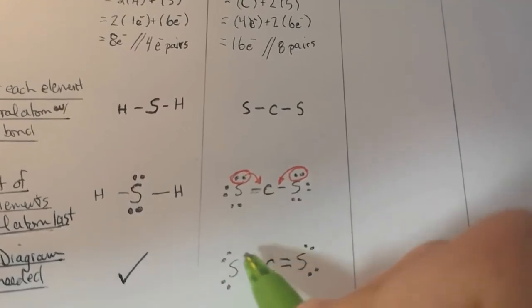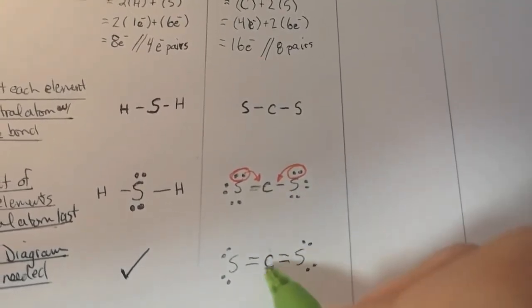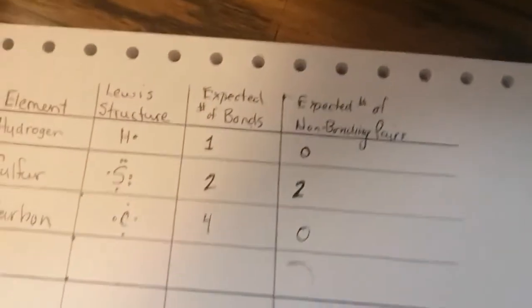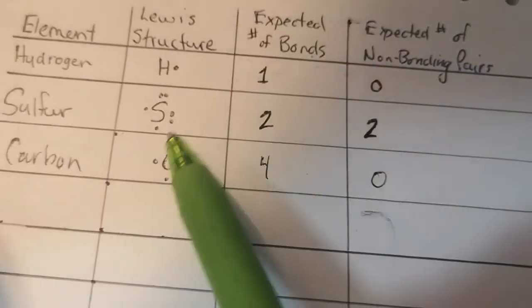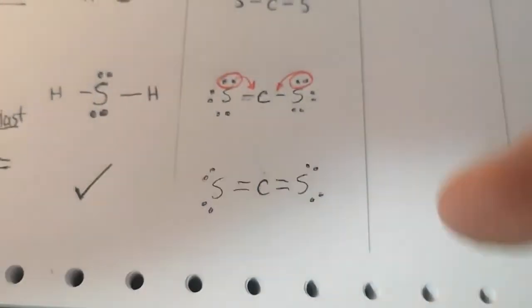Our sulfur has 1, 2, 3, 4 pairs around it. Our other sulfur has 1, 2, 3, 4 pairs around it. Our carbon has 1, 2, 3, 4 pairs around it. Please note that carbon has its 4 bonds. Sulfur has its 2 bonds and 2 non-bonding pairs, just as we would expect.